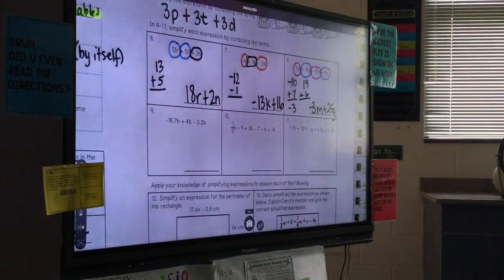Alright, are all these the same? They are all the same. Why? What do they have? They all have the same variable. So all of these are the same.